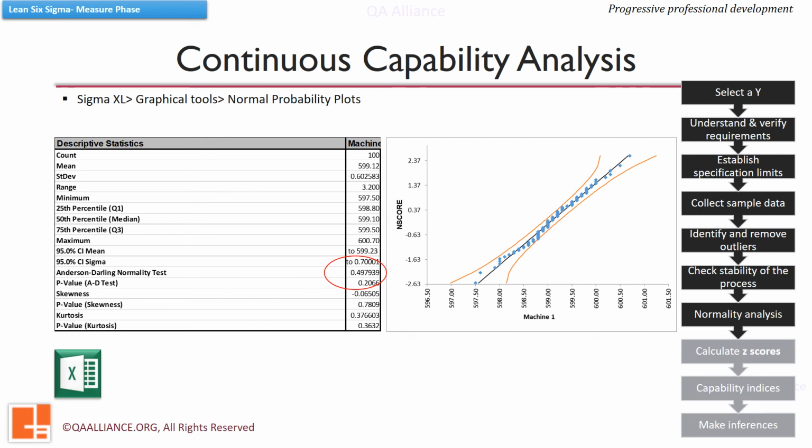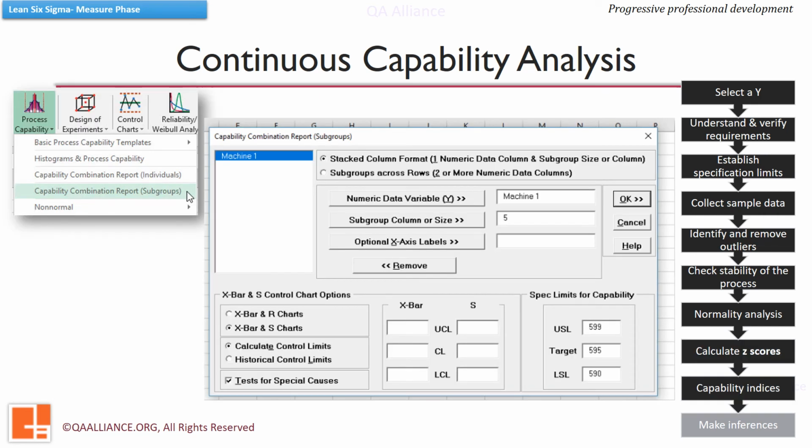Normality can also be seen in the chart, where the data points are almost aligned in a straight line. The exercise book has the data for Machine 2 as well. Perform a similar analysis on that and share your conclusions with your mentor. Since, in our example, we have found that the data is normal, we'll perform continuous capability analysis now.